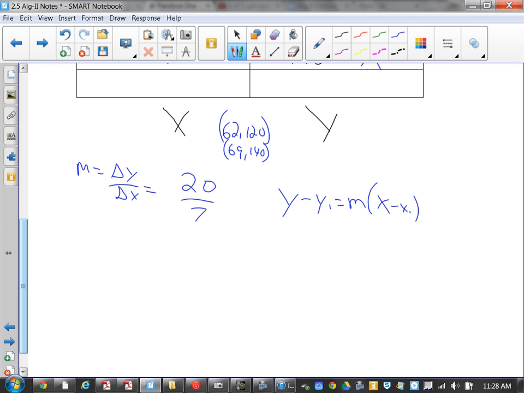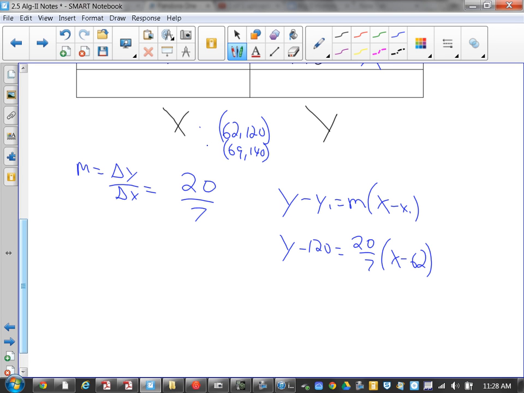Does it matter which one of these you choose? No, not at all. So we'll use the first one. So y minus 120 is our slope of 20 over 7 times x minus 62. Solve for y. We're going to get y by itself, which means you have to use your calculator, use the fractions, and rewrite things through. And we'll be able to check how close we actually are within our values.